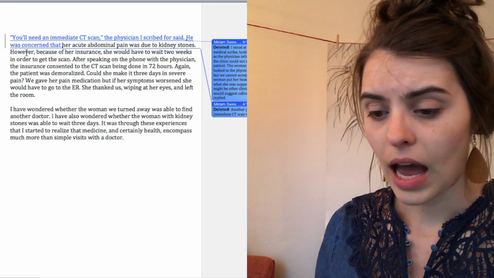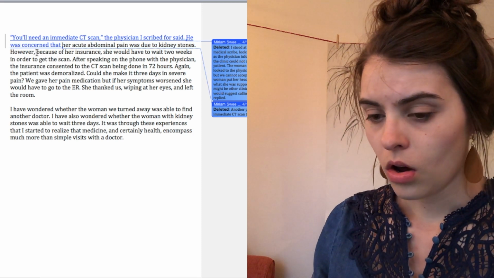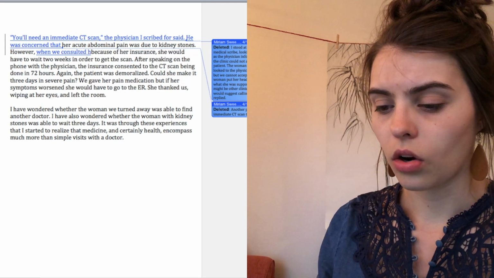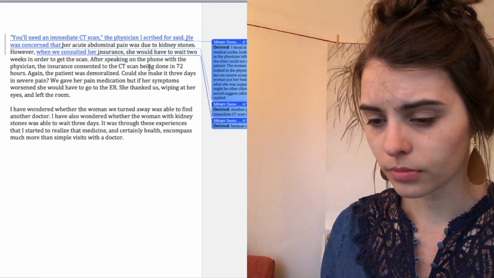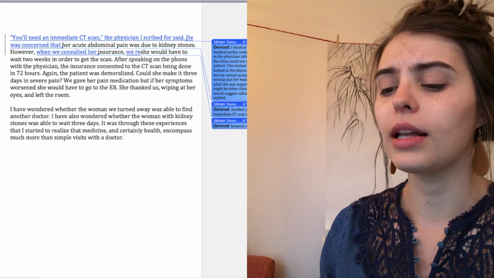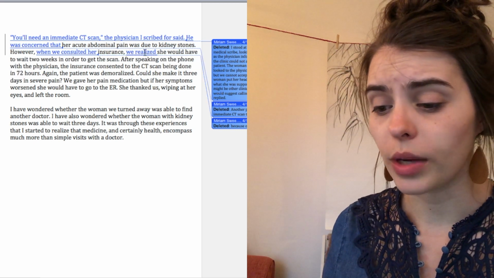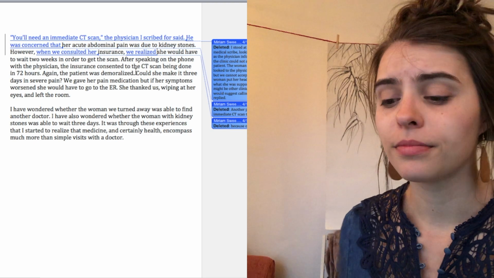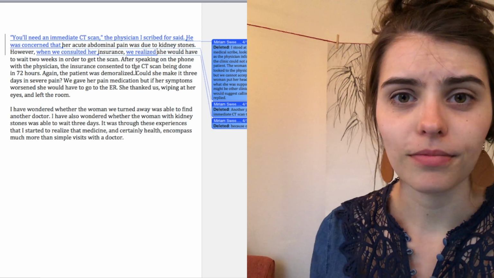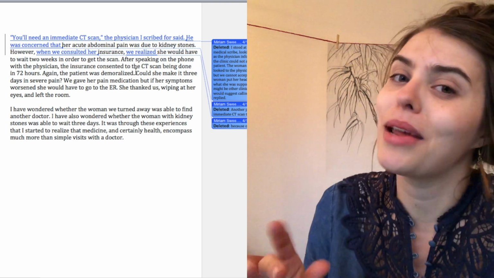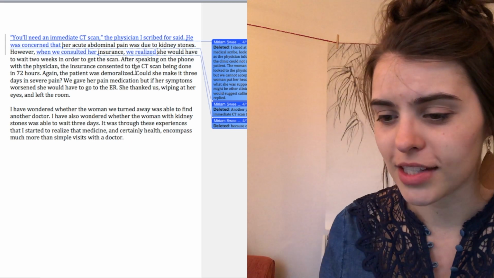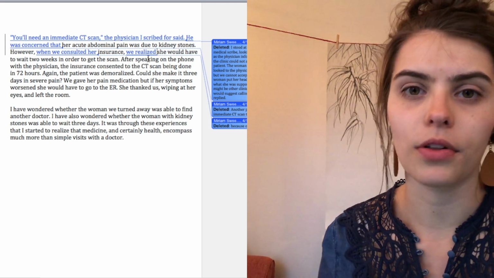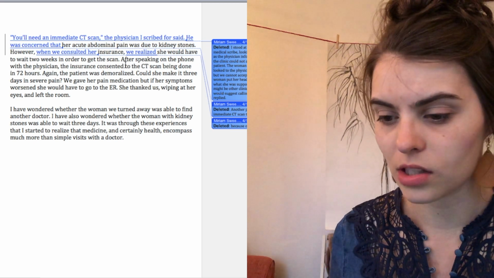So let's say, however, when we consulted her insurance, we realized she would have to wait 2 weeks in order to get the scan. There's more action in there. It's a little bit more interesting to read, incrementally more interesting to read, but incrementally is important in your personal statement. The very next sentence is furthering the action and helping us understand the situation even further.